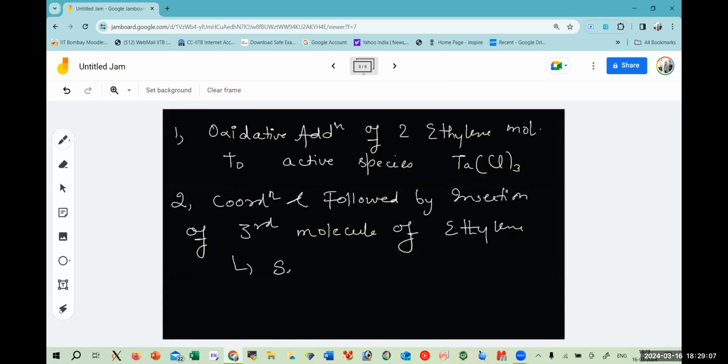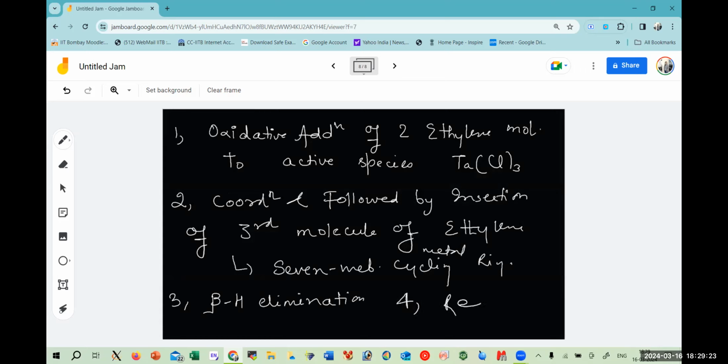So to generate a 7-membered metallocyclic ring. After that, it would follow up with beta hydrogen elimination. And then the last step is your reductive elimination to give the product and the active species. So these are the steps which are very, very important, and you have to understand at what point each is happening. You need to practice this trend again and again. So I hope you have understood this.